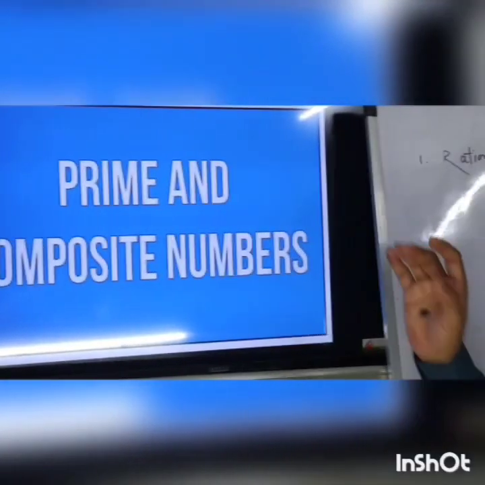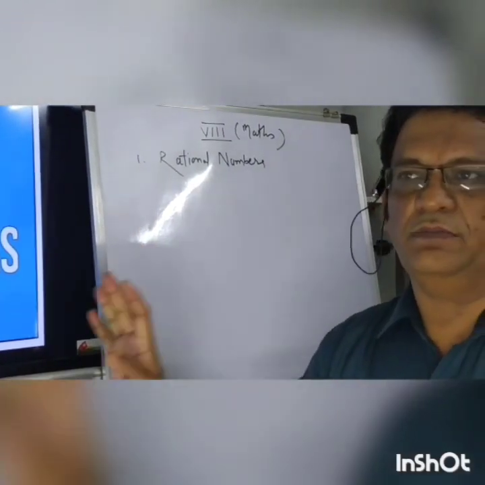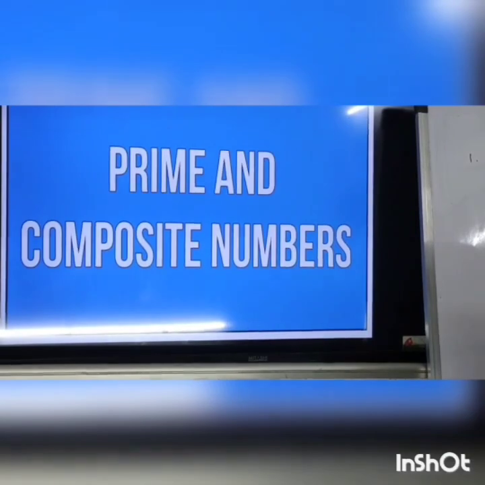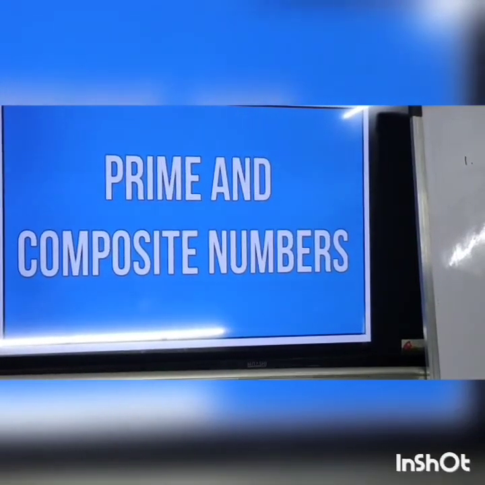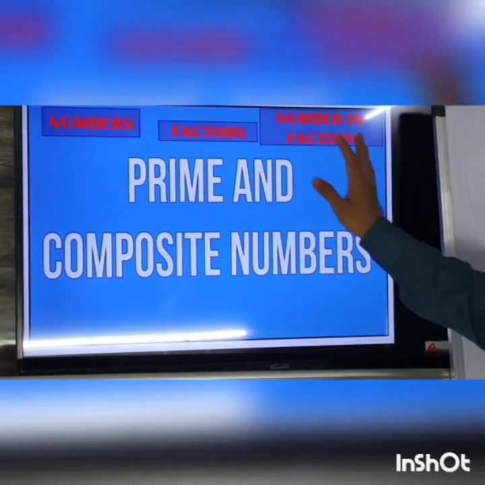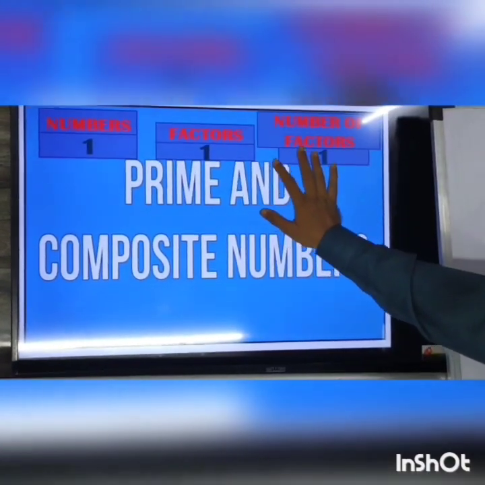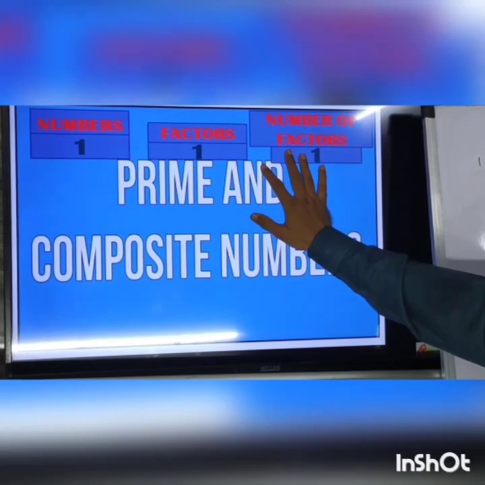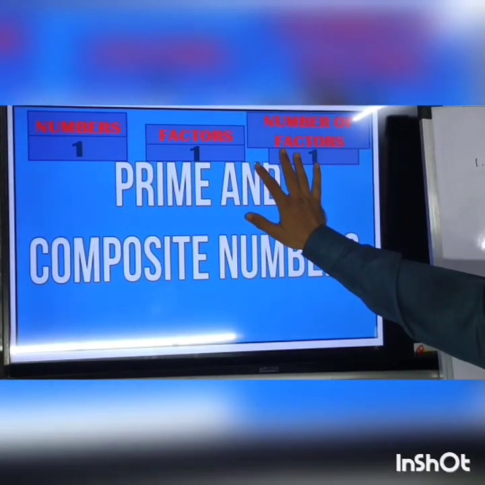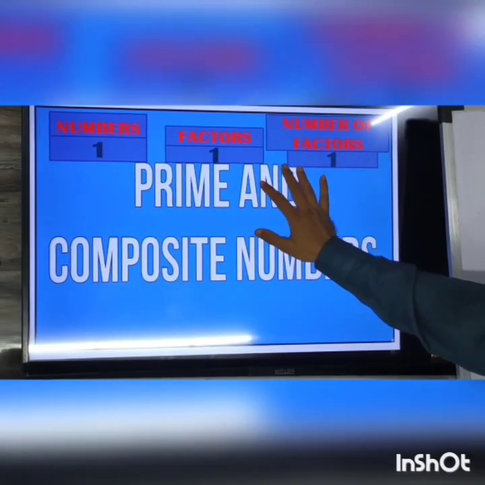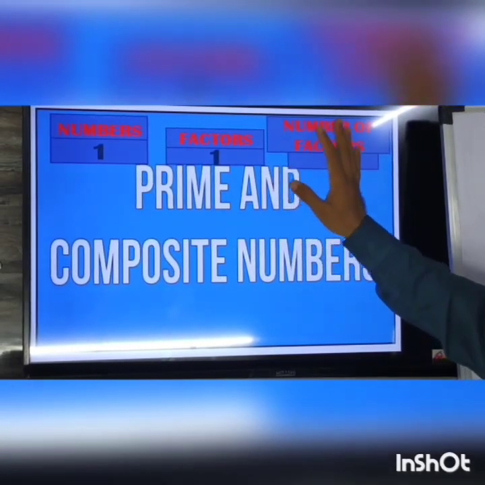Prime number and composite number. You know that prime numbers have only two factors and a composite number has more than two factors. Let us see this factor table. The number 1 has only one factor. In natural numbers, 1 has only one factor, and in the whole number system, 0 has only one factor, that is 0 itself.